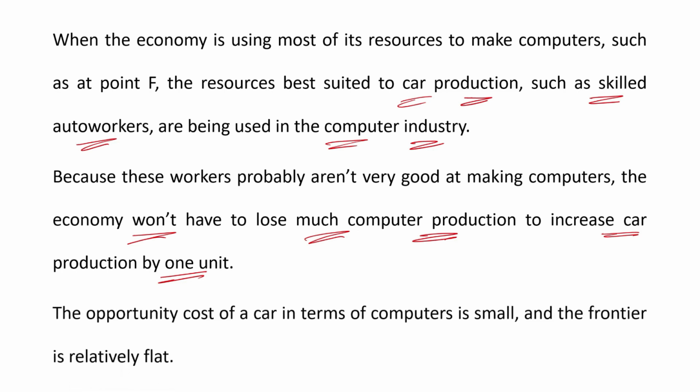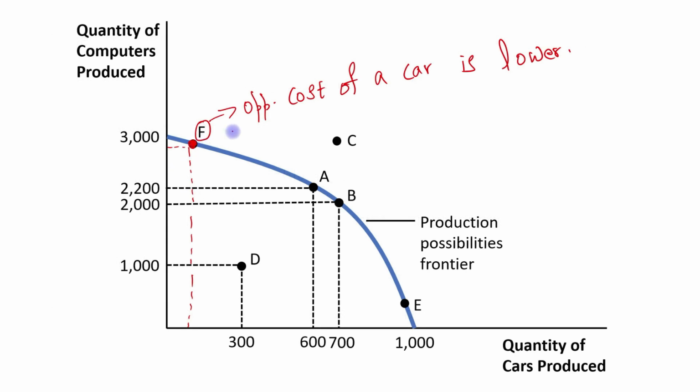And that is the reason the opportunity cost of a car in terms of computers is small and the frontier is relatively flat. So if you look at this particular point, where we said the opportunity cost of a car is lower, the reason is that the economy is producing many computers at this point, so some of the resources best suited to car production, such as skilled auto workers, are also being used in the computer industry. Now they are not professionally equipped to make computers, and that is a reason.